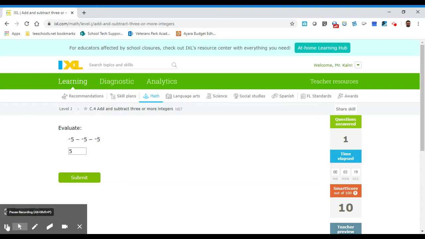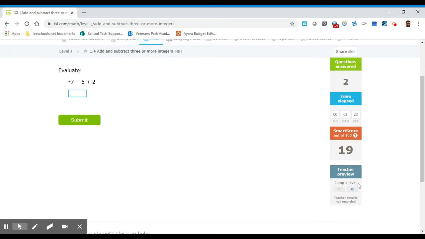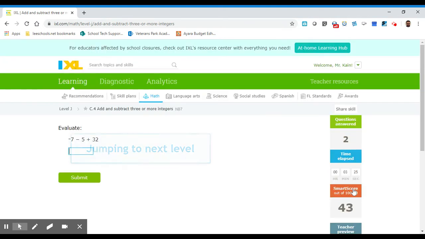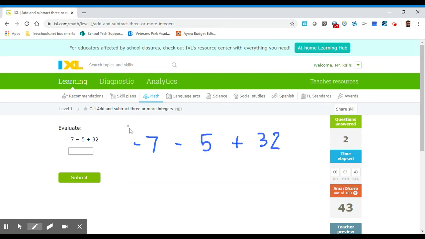Just like that. All right, let's jump up a level. You'll see why we need to give ourselves some space, because they get a little bit longer. You need to make room for all the combinations you're doing. So write it down like this: -7 minus 5 plus 32. Then left to right, combine these.